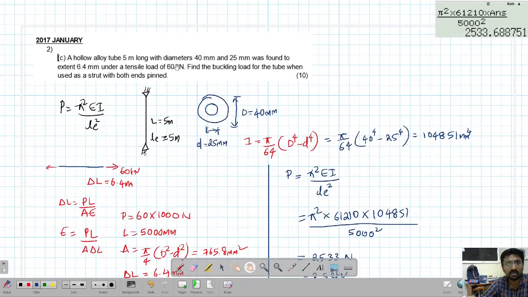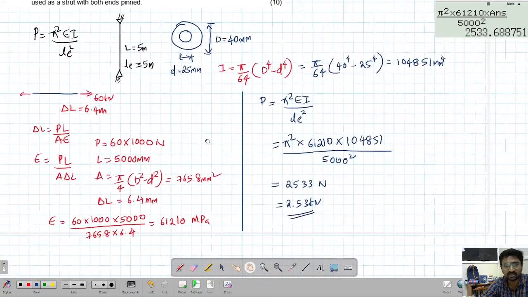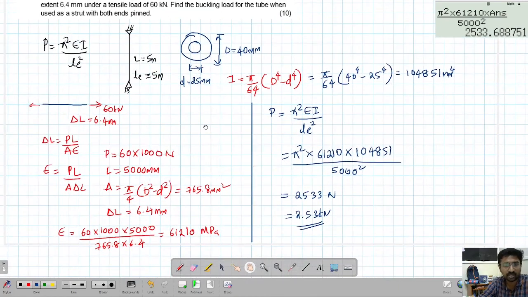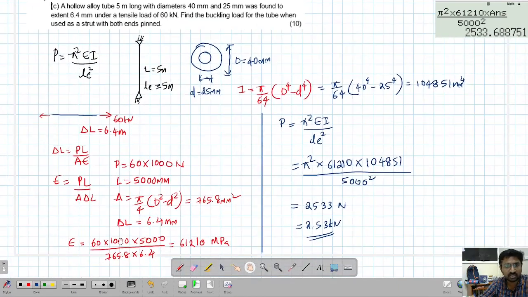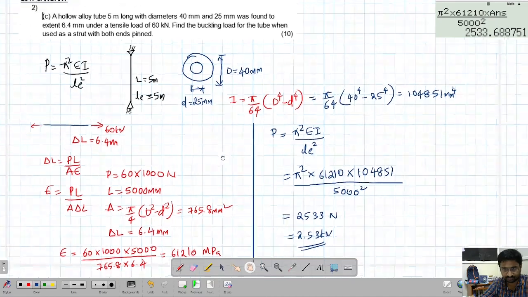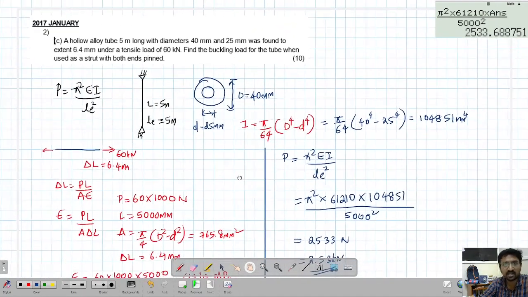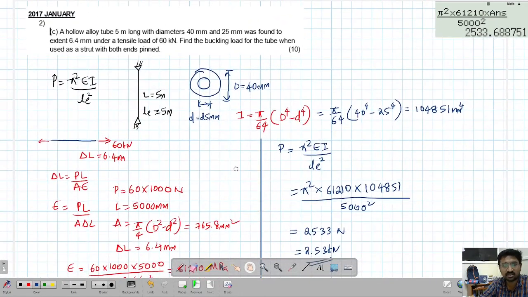I hope this question is clear. This is all we have to do for 10 marks. It's very fast. We can solve this problem. Don't get confused seeing this and wonder why E is not given. You can calculate E using the basic formula from module 1. So that's it. I think we can end this video here.